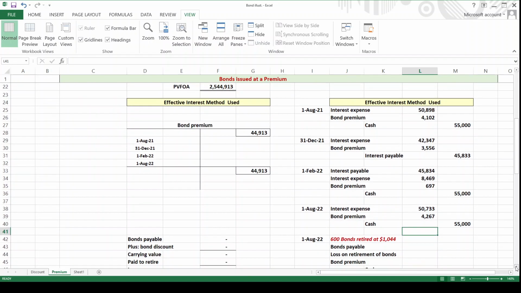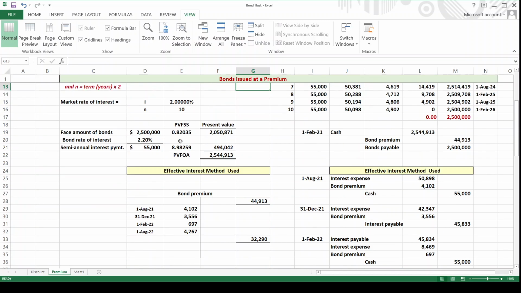We're going to retire 600 bonds again. We're going to pay $1,044 this time. What's the balance in bond premium according to this? Well, we had this debit here. We had this debit for 5 months worth. We had this debit for 1 month. And then we had this debit over here for 6 months. Supposedly the balance is 32,290.